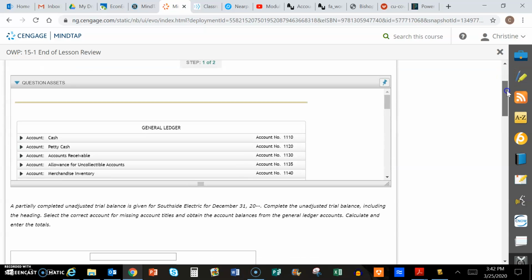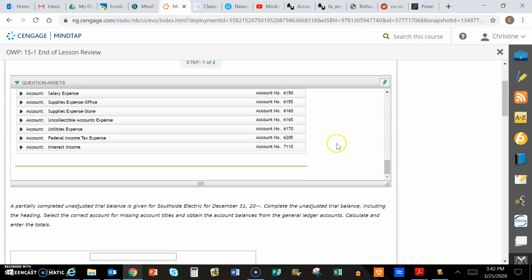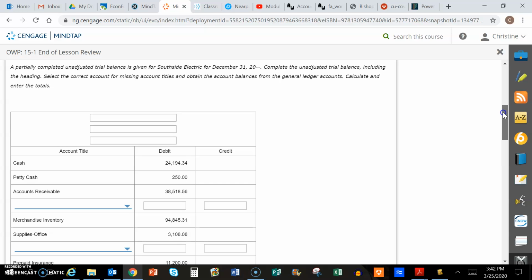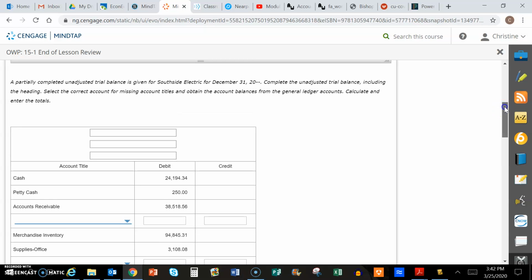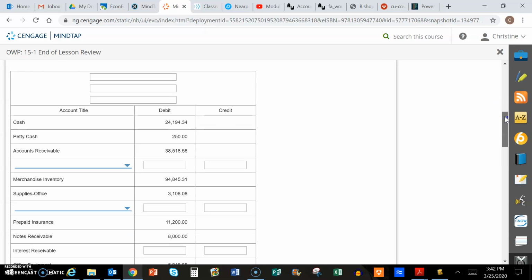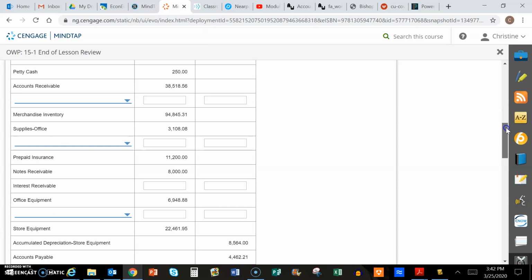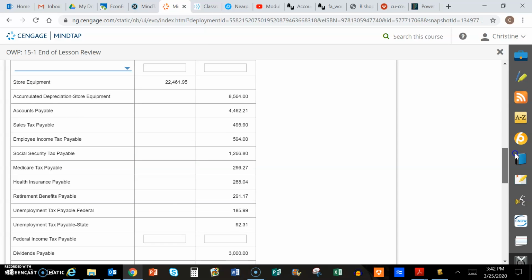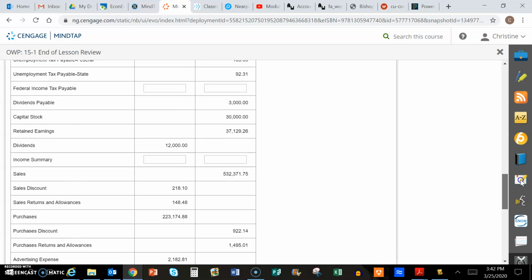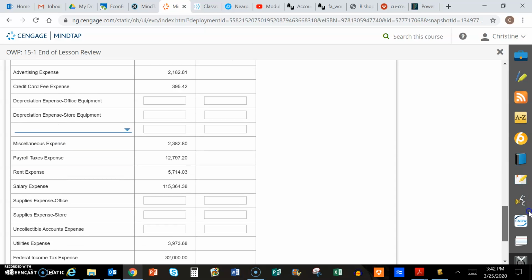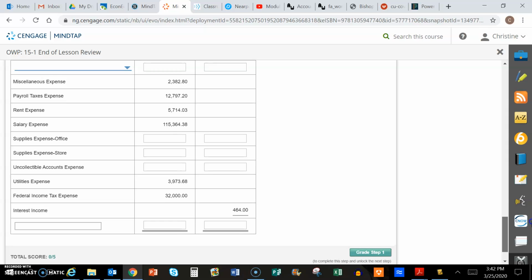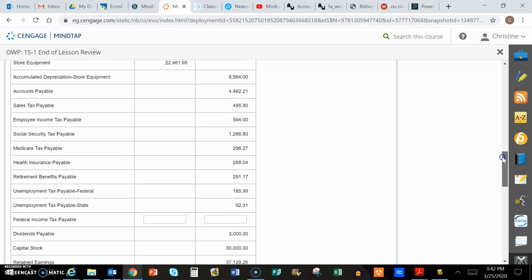Here we have all of our general ledgers, and down here we have what is called an unadjusted trial balance. I'm not really sure why they have us do this, but it is what it is. These are the account balances before we do our adjustments. We'll have to fill in some of the boxes, not all of them.